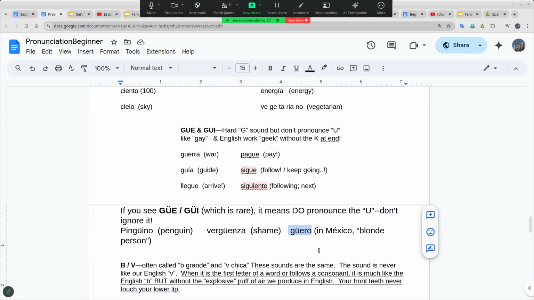a slang for gringo. It literally means blonde person. But it's kind of used to refer to people from the US sometimes, especially foreign people. Güero. Okay. So there are our odd kind of cleanup words.